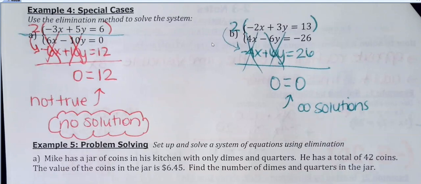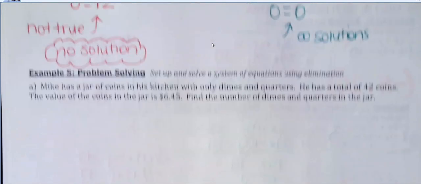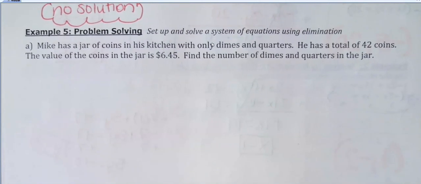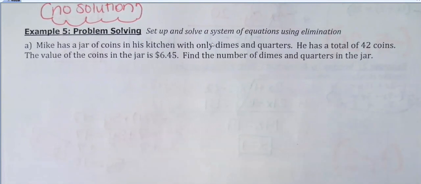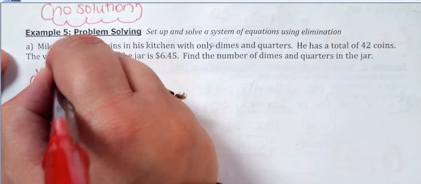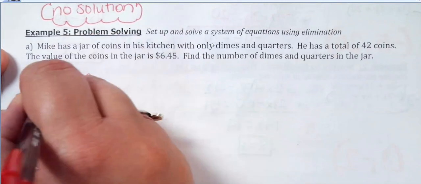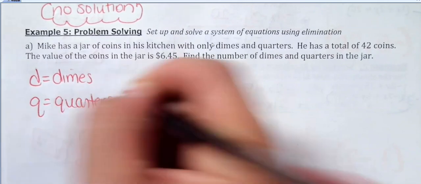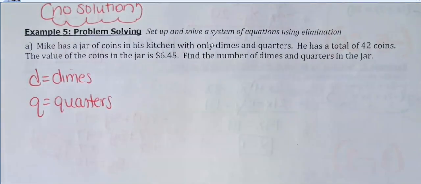Okay, my favorite. Let's do these word problems at the bottom here. All right, this says Mike has a jar of coins in his kitchen with only dimes and quarters. Totally normal to have this. Okay. So I'm just going to let D be the number of dimes, and I'm going to let Q be the number of quarters. And we're going to try and set up a system here. So I've got 2 variables, so I have to have 2 equations or I can't solve for it.